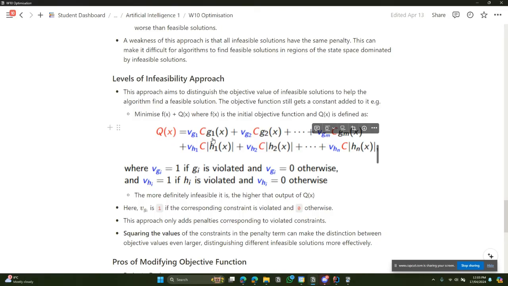So if this constraint was violated, and this constraint was super important, we could multiply it by a big value. So it would contribute a lot to the value of q of x. Whereas if this constraint was violated, but it's not too important, then the value of c here could be small and it wouldn't add too much to q of x.